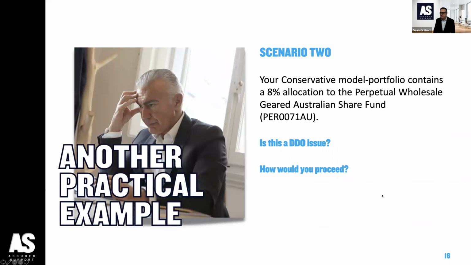There's scenario 2, and this is one we see all the time as well. So let's presume you've got a model portfolio. You've got a conservative model portfolio, and part of your conservative model portfolio has an 8% allocation to the Perpetual wholesale geared Australian share fund. And I'll put the APIR code on there so you can look it up as we're talking. Is this a DDO issue? Is this a problem from a DDO perspective?